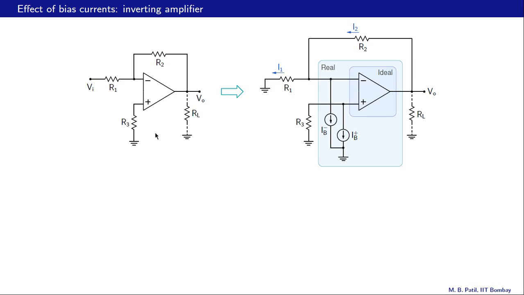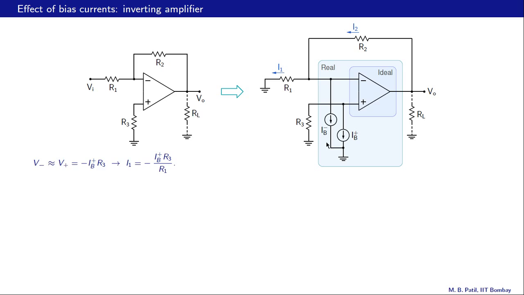So first we replace the op amp with this model, which includes the bias currents. And now let us analyze this circuit. And notice that since we are interested only in the effect of bias currents on the output voltage, we have deactivated Vi. That means we have connected this node to ground here. So we will analyze this circuit with that condition.